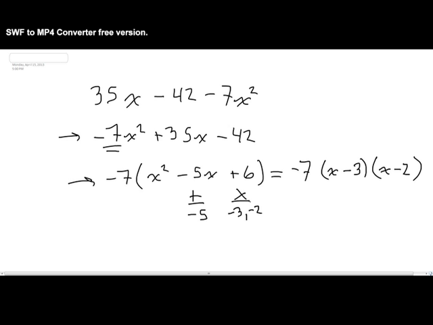So what we find is that because they have to multiply to make a positive number, but add to make a negative number, both of these have to be negative. So we're looking for two negative numbers that multiply to make positive 6 and add to make negative 5. The only two such numbers that work are negative 3 and negative 2, giving us our final answer of negative 7 onto x minus 3 onto x minus 2.